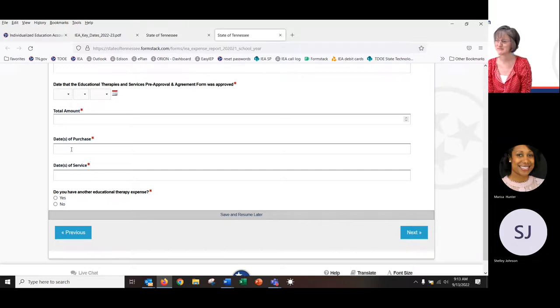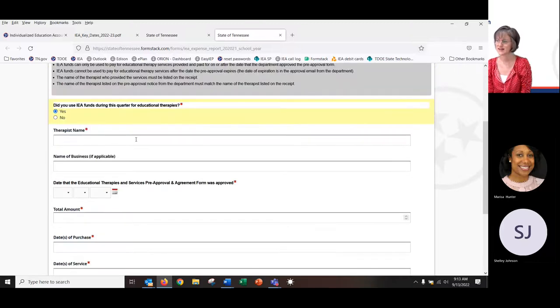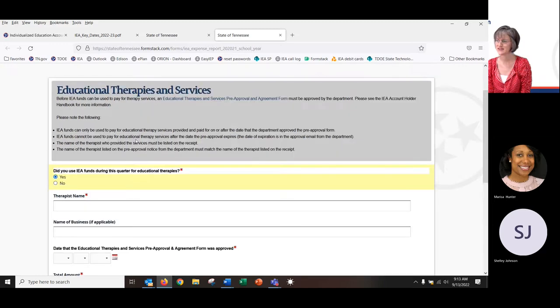And then you've got the option to say you need more of these as well. So if you saw another therapist, then you can keep going with more of these entries as well. Is there anything, ladies, that I'm missing on telling them about the specific therapist that goes here?